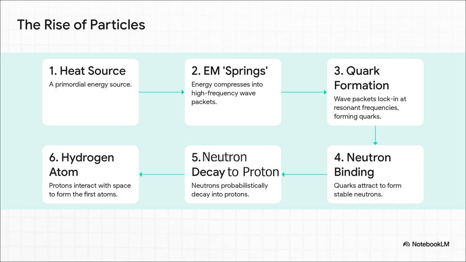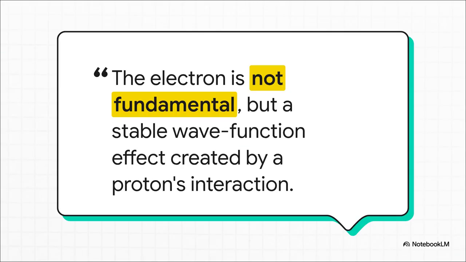It's a creation story step by step. And right here, this is probably the most radical claim of the entire theory. The electron, a cornerstone of the standard model of physics, it says it's not a fundamental particle at all. Instead, it's described as an emergent effect. It's a stable wave function that's created by a proton's charge interacting with this active vacuum. So think about what that means.